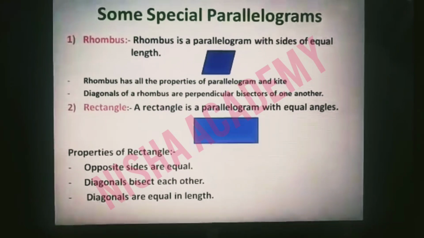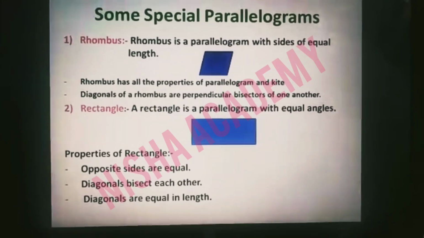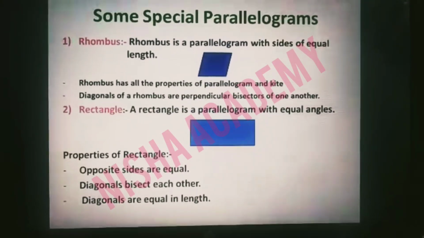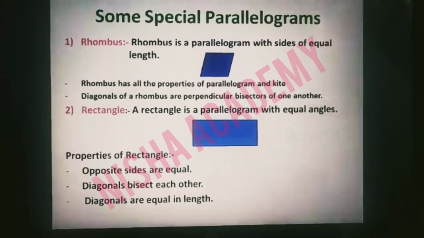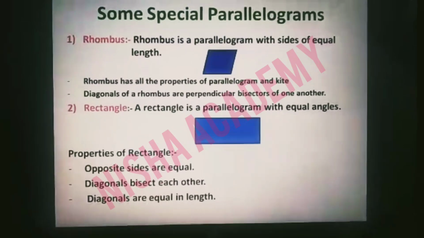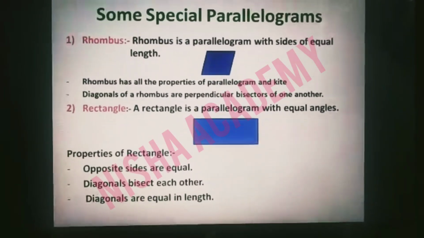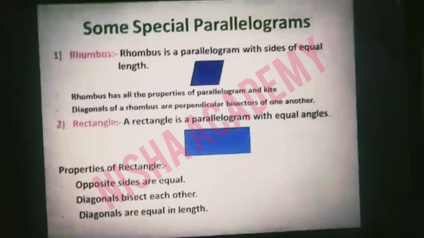Next was the rectangle. A rectangle is a parallelogram whose all angles are equal. All its angles are 90 degrees and it has the following properties: opposite sides are equal, diagonals bisect each other, and diagonals are equal in length, meaning the diagonals of a rectangle are equal to one another.